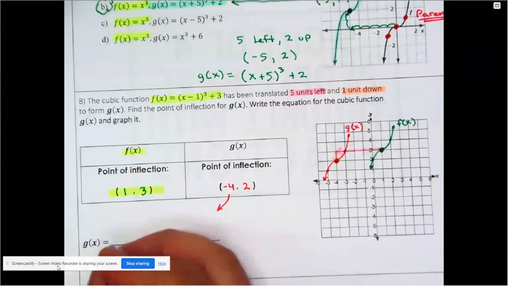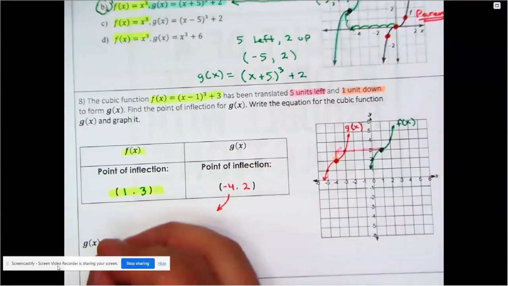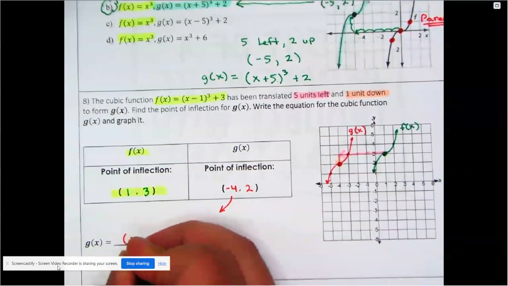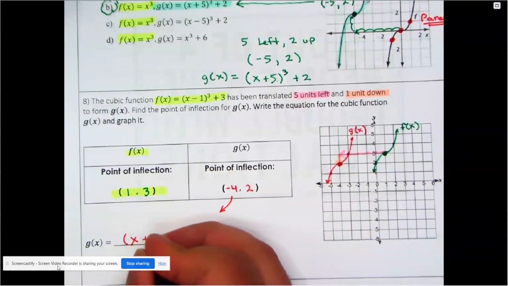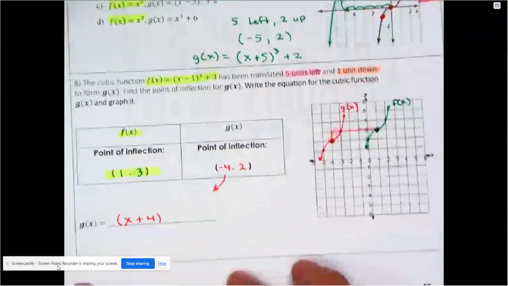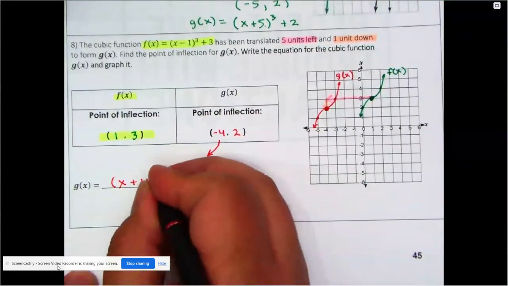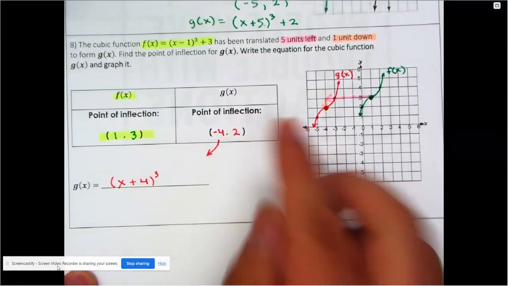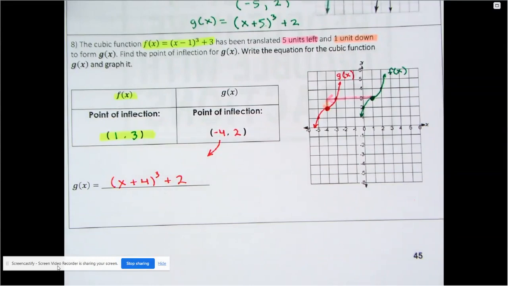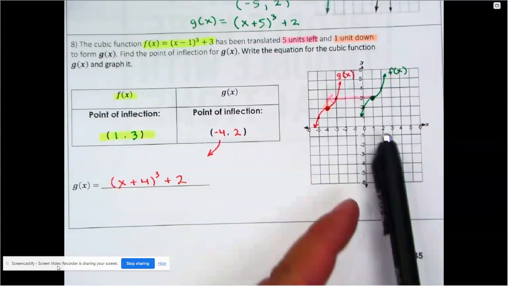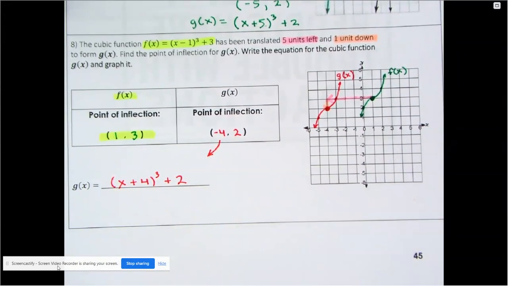All right, so here we go. It's heading up, it's positive, so all I'm going to do is go right into x. It says -4, so then I'm going +4 to the power of 3, of course. And then it says up 2, so then +2. And just like that, there's my equation. Now, again, what if I didn't have a graph? Well, just keep in mind, you could have done it like this.